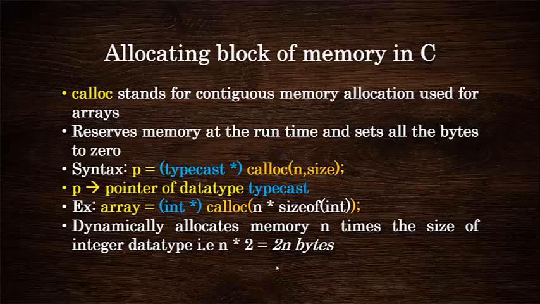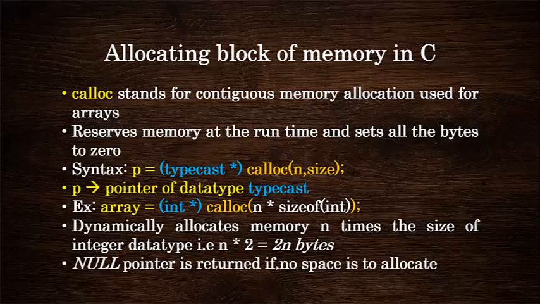Whenever no memory space can be allocated, both malloc as well as calloc will return a null pointer value. Always remember, whenever there is no memory space that can be allocated using the malloc or the calloc function, both these functions will return a null pointer. This null pointer indicates that no memory space was allocated.